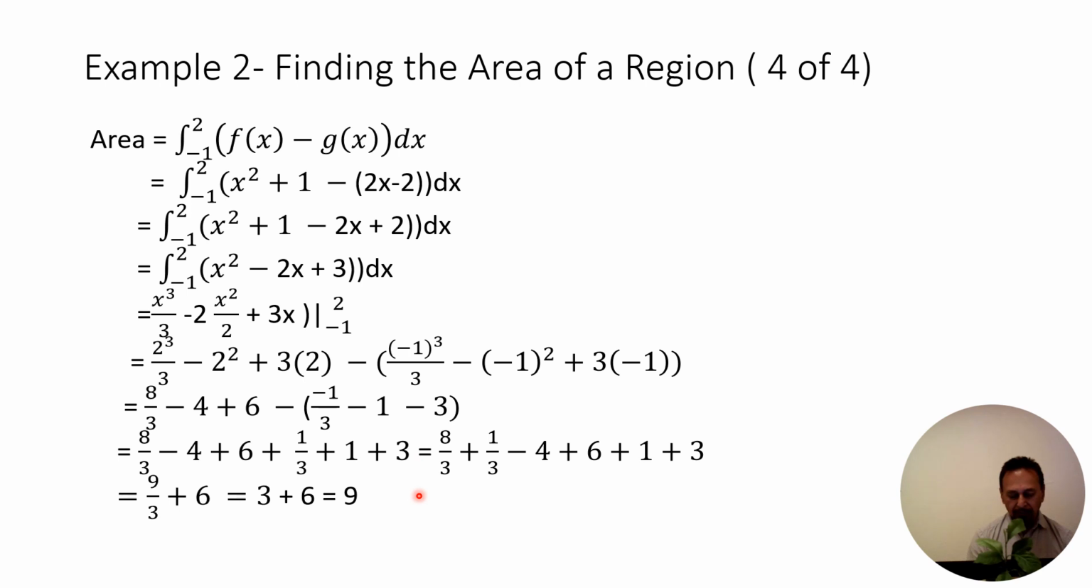3. Now we combine the whole numbers. So it'll be -4 plus 6 is 2, and 2 plus 1 is 3, and 3 plus 3 is 6. And similarly combine the fractions because they have the same denominator, 8 plus 1, 9 over 3. 9 over 3 is 3 plus 6, so the area is 9.